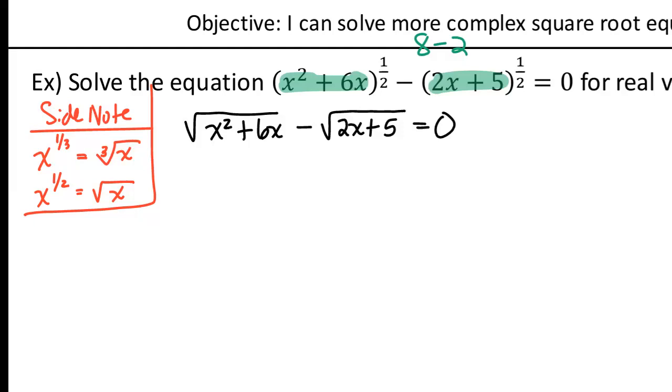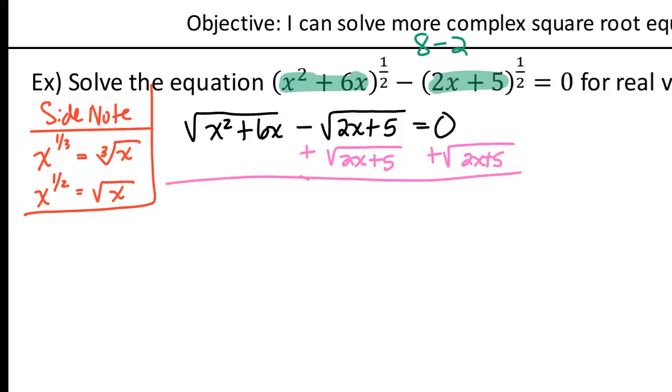Okay? All right, and then we haven't seen one like this where we have two radicals and they both have x's. Whenever this happens, you're going to want to move one of them over to the other side. That way you have a square root on both sides, so that when we square each side, both radicals cancel. So on this one, I want to first move this one over to the other side. So add the square root of 2x plus 5 on each side, because you want them to be isolated. So we do the square root of x squared plus 6x equals positive square root of 2x plus 5.